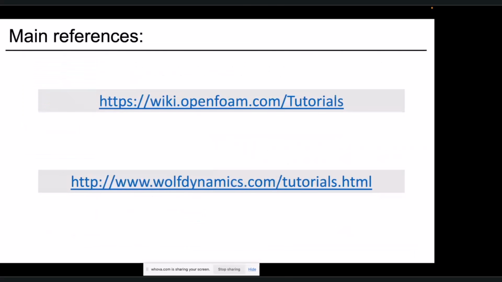As I said, these two are very important references for this training session. One is the OpenFOAM wiki tutorials, which has many tutorials along with all the test cases available for the dynamic mesh motion. The other reference, which is very helpful in this regard, is the tutorial section of the Wolf Dynamics website.